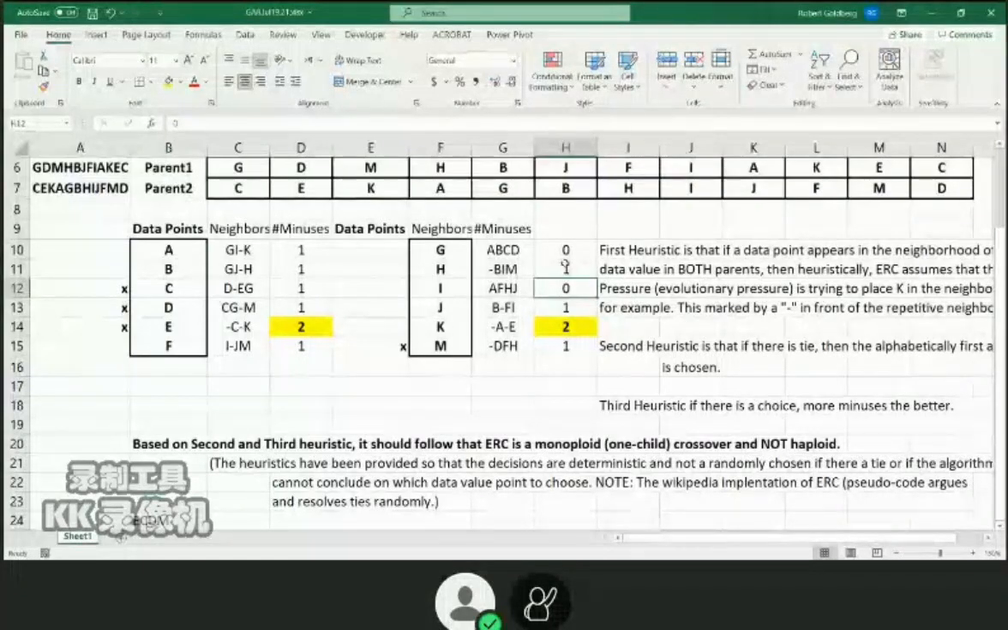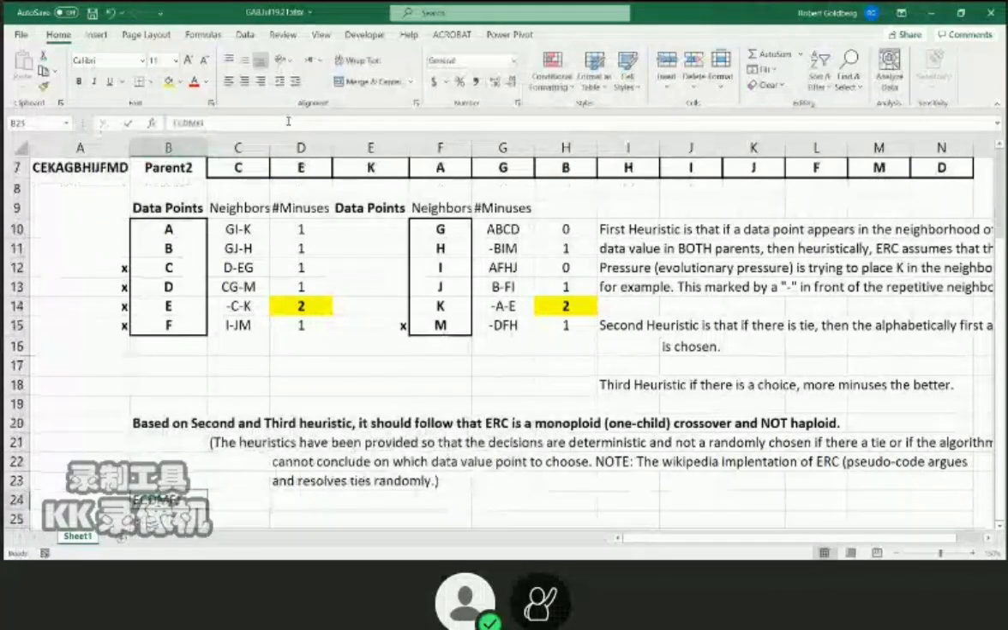Let me double check. M has H and D above and has an F and D below. Yes. Okay, good. Whew. Okay, so M, the D has already been chosen. So now we go between F and H, and F comes first. So the next letter will be an F. All right. F. Now, J has the status of a minus, so J will be chosen next.